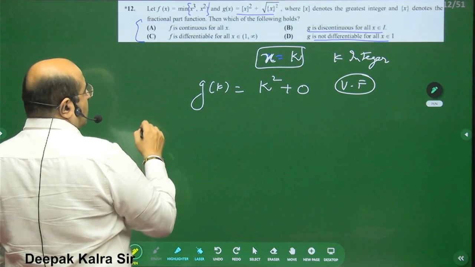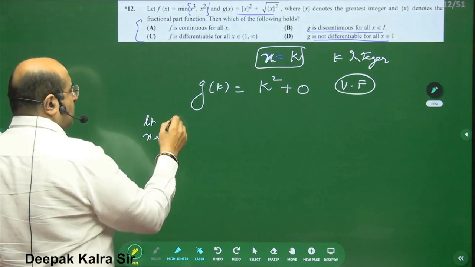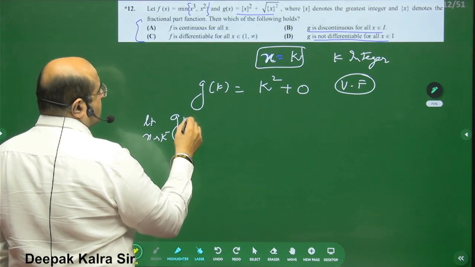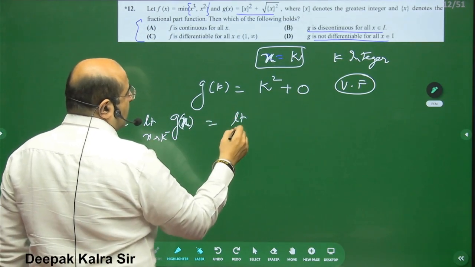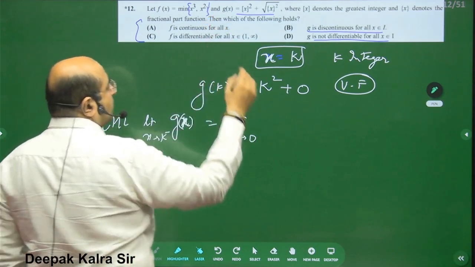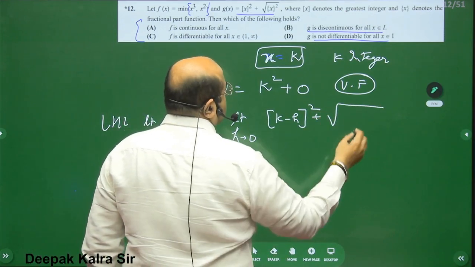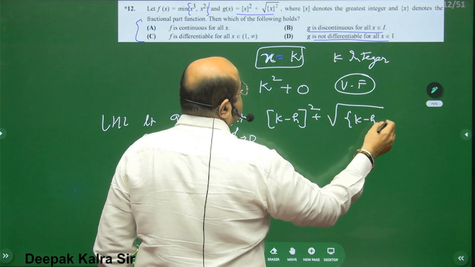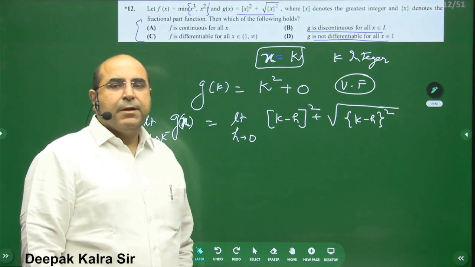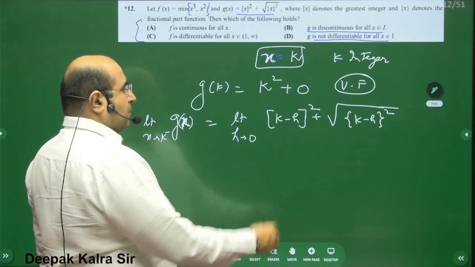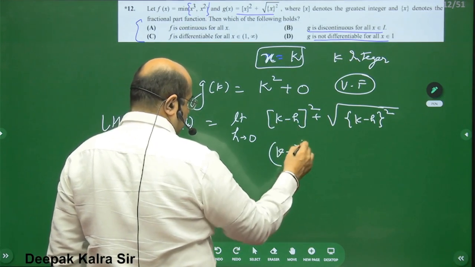I'll go with limit x approaches to k minus, LHL for g of x. This is my LHL. So limit h approaches to 0, k minus h square plus fractional part of k minus h square. Am I clear? This forms k minus 1 square without limit.